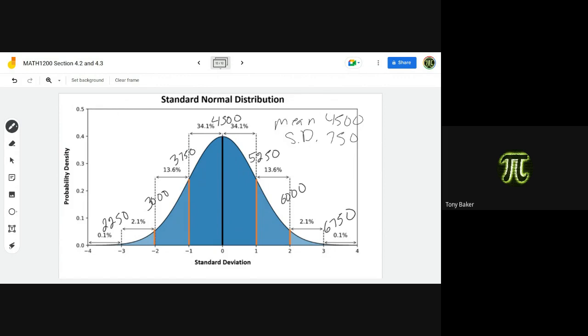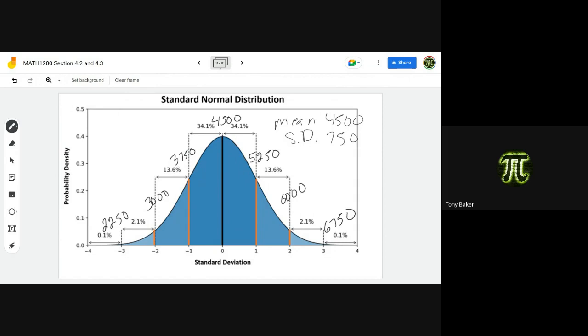Everybody get why? Everybody understand that piece? So if we're looking at his sales for the entire year, right? 365 days, 68% of those days would fall between $3,750 and $5,250. What about 95% of them? Yeah, between 3,000 and 6,000.